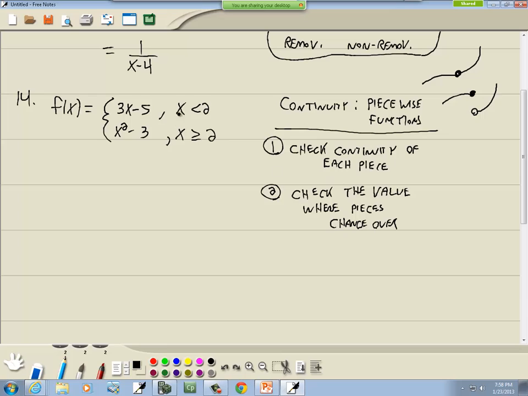Again, what I'm talking about there is where they change over to the other piece. Okay, so let's plug in our x equals 2 into each piece. So if we put it into 3x minus 5 and x squared minus 3, we're going to have 3 times 2 minus 5, 6 minus 5, which gives us 1.